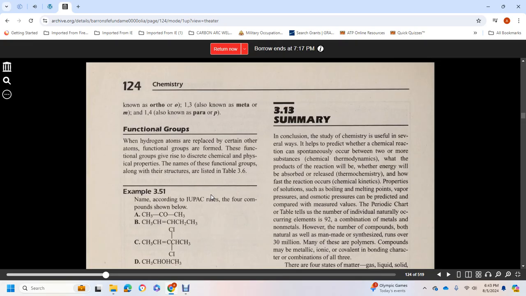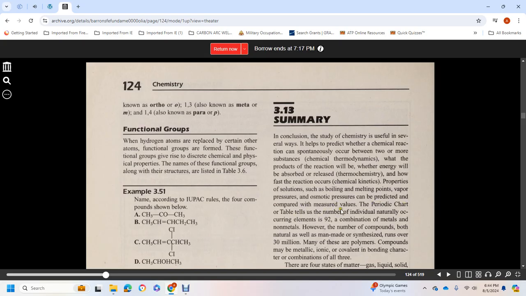3.13 Summary. In conclusion, the study of chemistry offers several ways to help predict chemical reactions. Chemical thermodynamics tells whether a reaction can occur spontaneously between two or more substances, what the products of the reaction will be, and whether energy will be stored, absorbed, or released. Thermochemistry and chemical kinetics describe how the path of the reaction occurs. Solution properties such as boiling and melting points, vapor pressure, and osmotic pressure can be predicted, compared, and measured.